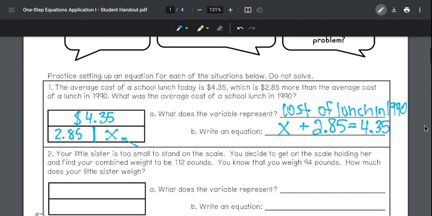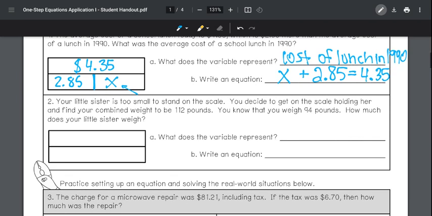All right, problem number 2. It says, your little sister is too small to stand on the scale. You decide to get on the scale holding her and find your combined weight to be 112 pounds. You know that you weigh 94 pounds. How much does your little sister weigh? Okay, so we know all together between the 2 girls, we are 112 pounds. Okay, so let's split this up into 2 pieces because there's something we know and there's something we don't know.